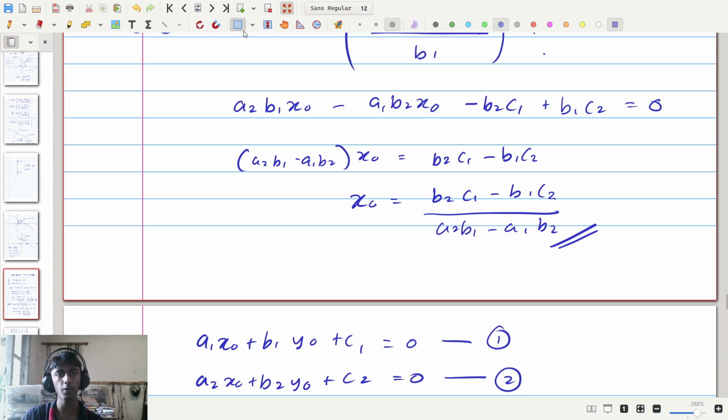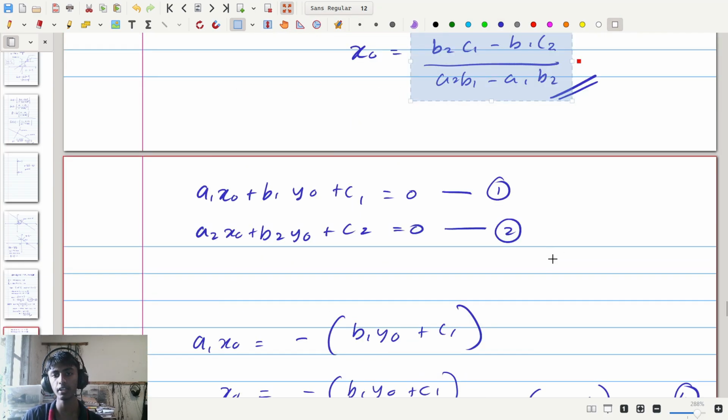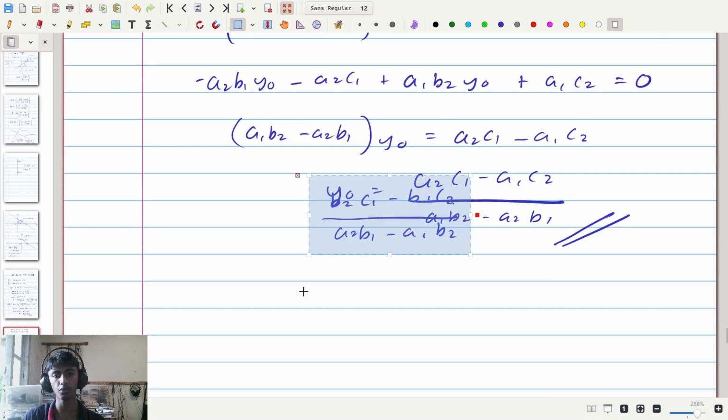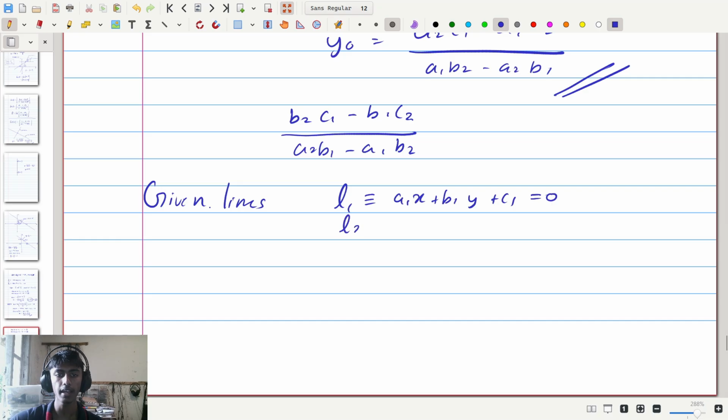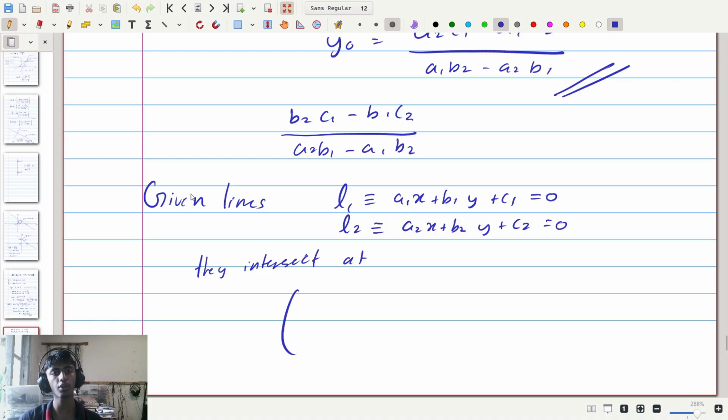We can copy these two down and say finally what the coordinates of intersection are. So we're going to copy these two and use them to say, as a conclusion, given lines L1 given by a1x plus b1y plus c1 equal to 0, and L2 given by a2x plus b2y plus c2 equal to 0, they intersect at the coordinates. And now we're going to substitute the coordinates here.